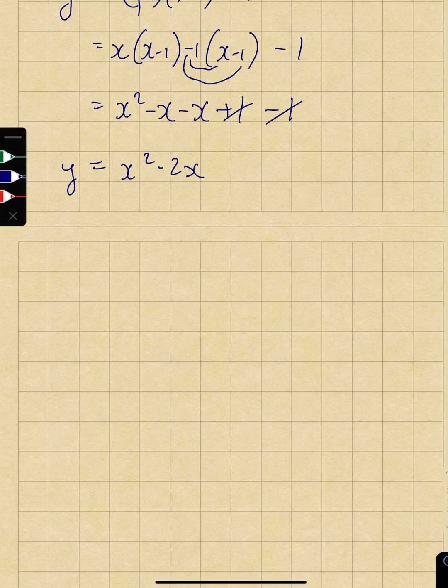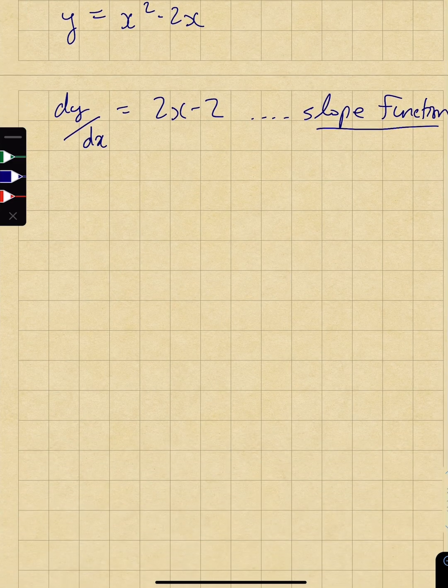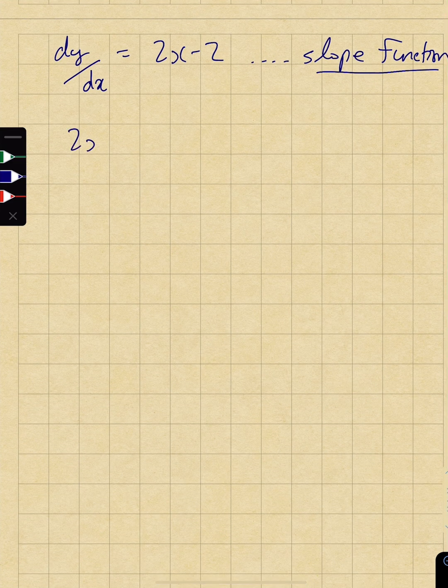Now we can differentiate: dy/dx equals 2x minus 2. And this is our slope function, right? The dy/dx is our slope function. So that tells us the slope anywhere. If we put in an x, it'll tell us the slope at that particular point on the graph. So we set this to 0 to figure out where the slope is 0. So 2x equals 2, x equals 2 over 2, x equals 1.